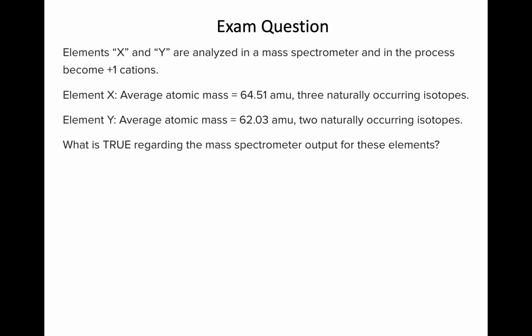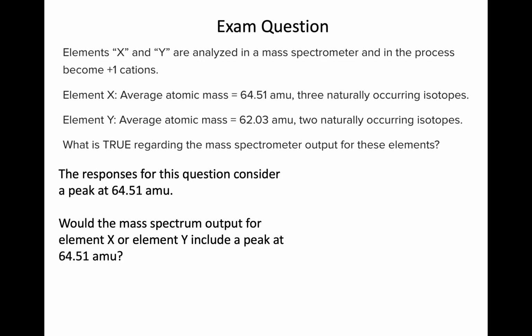Here's an exam question I saw that was related to the mass spectrometer. It describes 2 different elements and reports what their average atomic mass values would be. And the question is, well, what would be true regarding the mass spectrometer output? So it's calling element X and Y. I can't look that up on the periodic table, so I need to think, well, what would be true about that? The responses for this question describe a peak at 64.51 AMU.